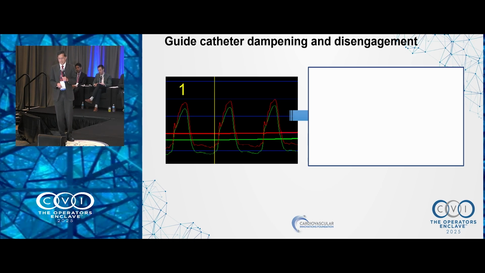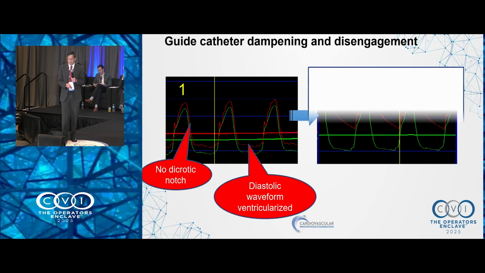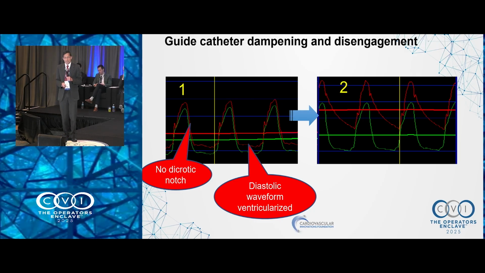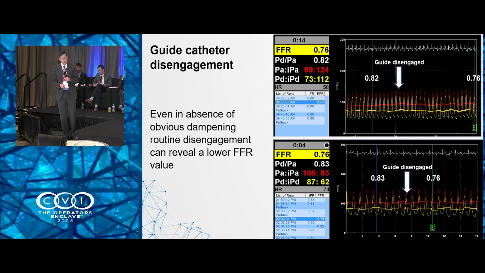Guide catheter damping and disengagement is really important. If you have a damped guide, you'll have a ventricularized waveform, and the FFR will be falsely negative. There's no dicrotic notch in the most extreme forms, and the diastolic waveform is, like I said, ventricularized. And when you disengage the guide, the full extent of the difference is apparent. So even if you don't see this apparent ventricularization, just routine guide disengagement can increase your FFR positivity rate. In this one, you can't necessarily see the ventricularization, but just routine disengagement on two different cases causes the FFR to drop another 0.06.